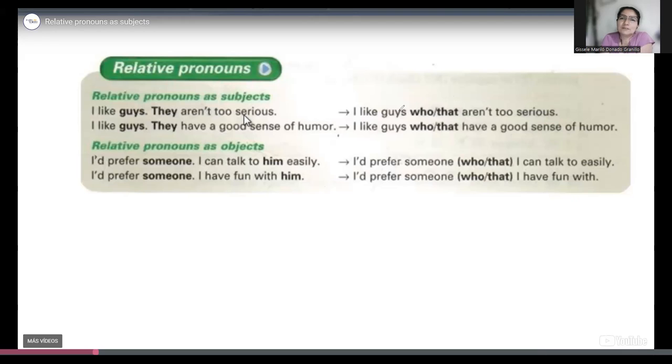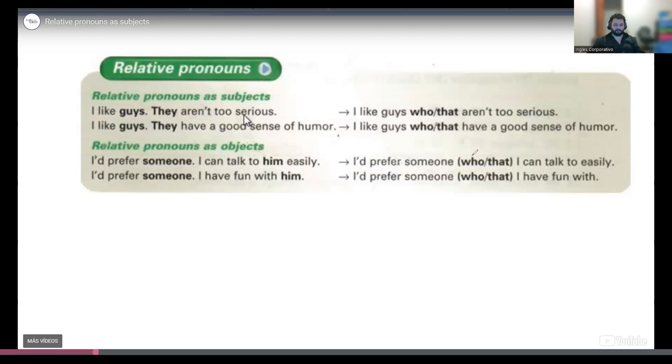Sustituyen el noun. All right, they're substituting the noun. And what is the noun that they're substituting? They're substituting guys, right? I prefer someone. We have two ideas, right? I'd prefer someone I can talk to easily, right? I prefer someone who or that I can talk to easily, right?